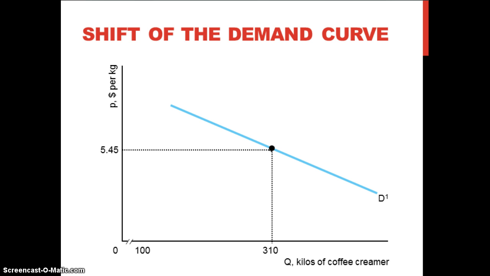Next, we'll see the shift of the demand curve in the case of complementary good. This graph shows price and quantity of coffee creamer. So in this case, complementary good is coffee.